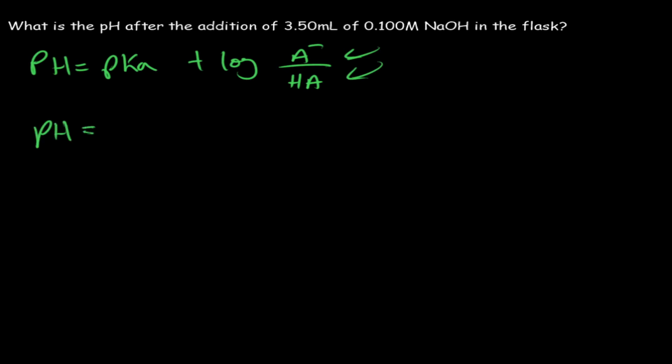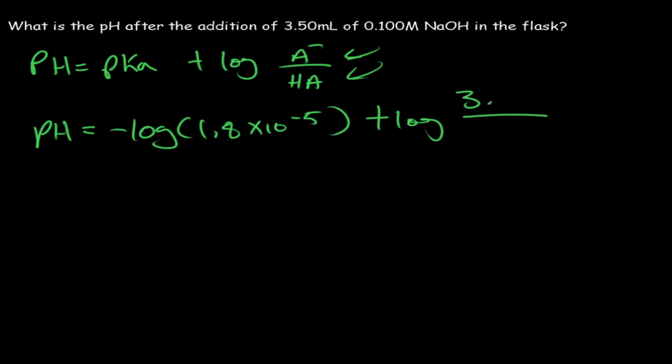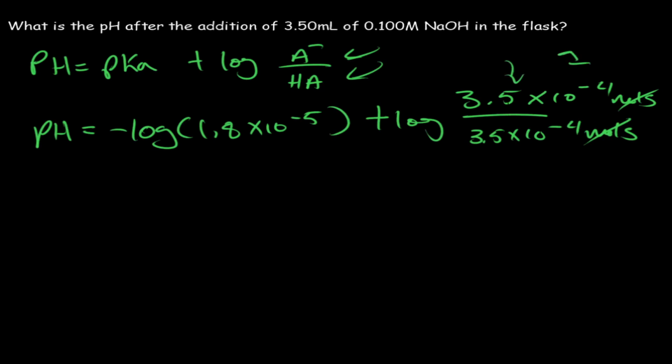So our pH is going to be equal to pKa. What is the pKa? It's going to be the negative log of our Ka value, which is 1.8 times 10 to the negative 5. And in our log, we said our value of A minus was 3.5 times 10 to the negative 4 moles over 3.5 times 10 to the negative 4 moles of HA. Moles are going to cancel out. This value here will become 1 because it's the same number in the numerator and the denominator. So the log of 1 is going to equal 0. So all we're going to have left is that our pH is equal to our pKa.